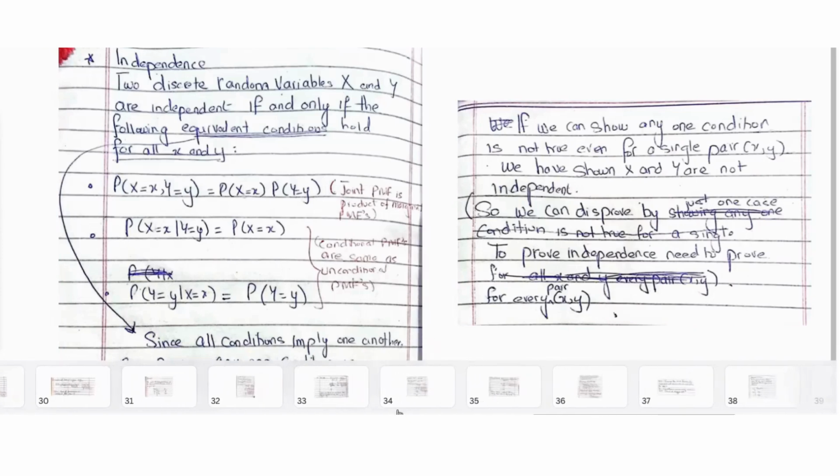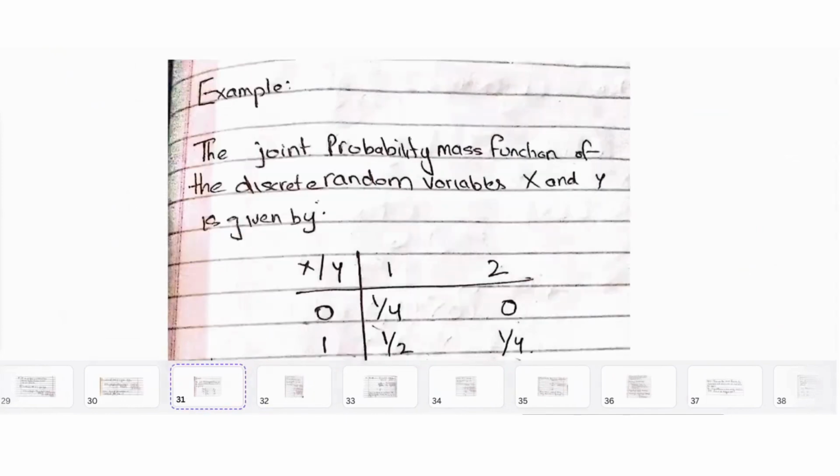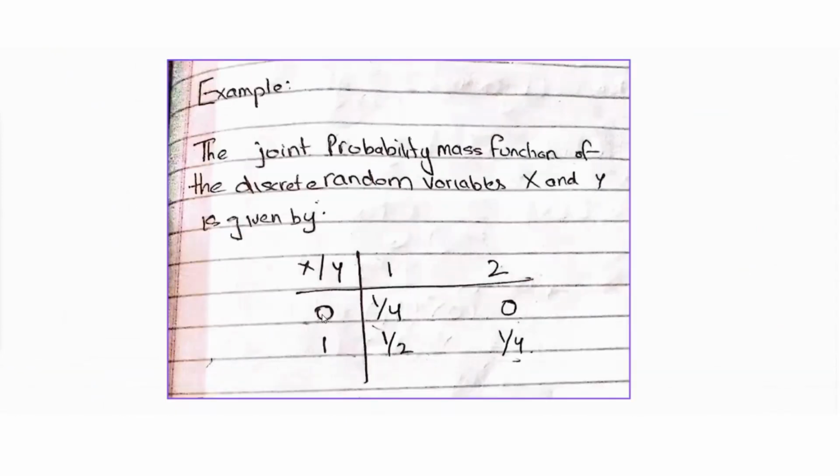So going back to that same example, if I can show that probability x is equal to 0 and y is 1 is not equal to probability x is equal to 0 times probability y is 1, I have shown they're not independent, I can conclude they're not independent. But if I end up getting that probability x is equal to 0 and y is 1 is equal to probability x is equal to 0 times probability y is equal to 1, then I cannot conclude they're independent by just this one case.